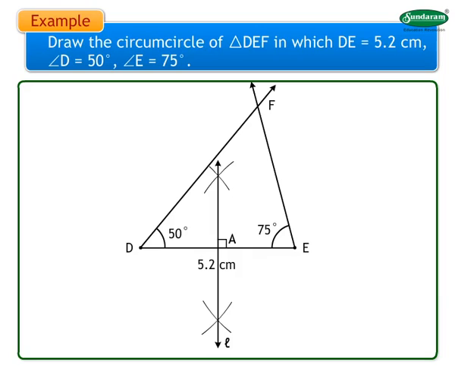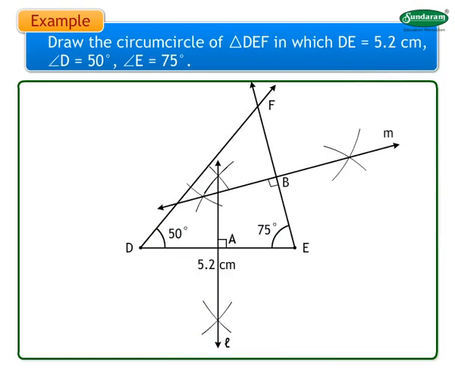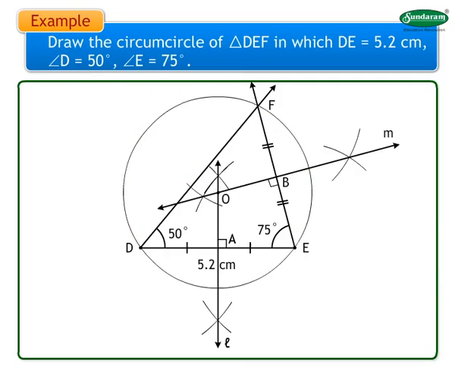Similarly, draw the perpendicular bisector of side EF, that is line M. Let the point of intersection with side EF be B. Mark the point of intersection of the lines L and M as O. Now take OB as radius and O as center. Draw a circle touching the vertices of the triangle DEF. Thus, this is the circumcircle of the triangle DEF.